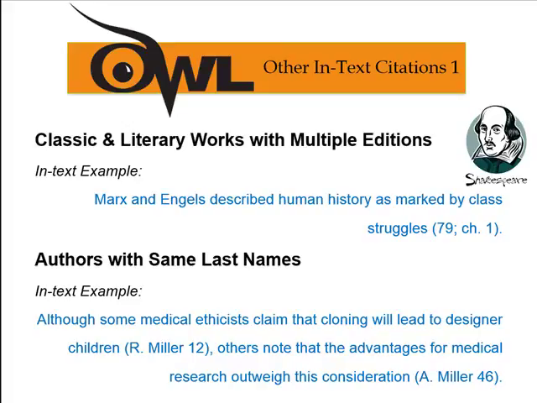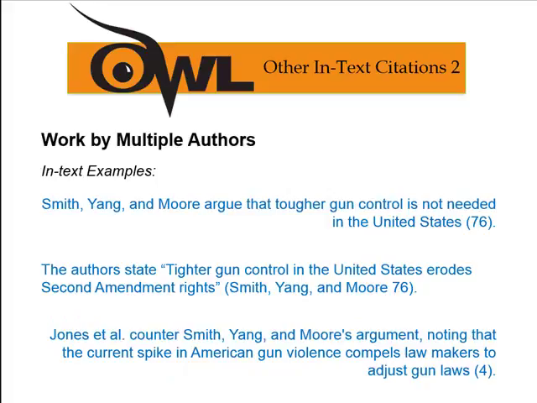Okay, so here's a case with, for example, authors with the same last name. You've got two authors with the same last name. What do you do? You use the first initial of one of the first names to indicate which one you're dealing with. Okay, if you've got multiple editions, you're going to indicate that edition typically.